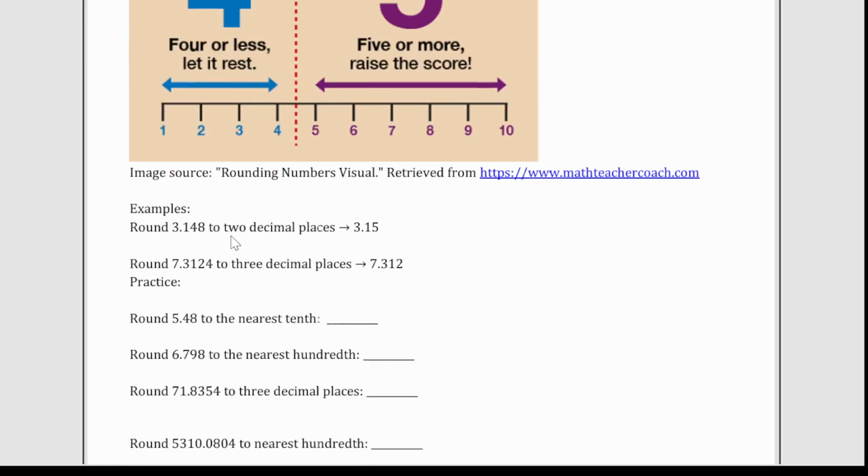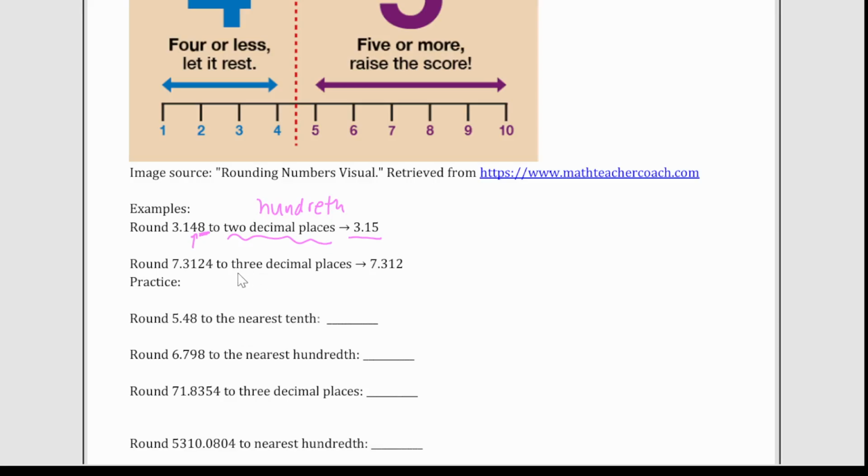So if I say round 3.148 to 2 decimal places, so that's to the nearest hundredth. What you're going to do is the hundredths place is the 4. You're going to pay attention to the 8 because the 8 is bigger than 5. This rounds up to 3.15.